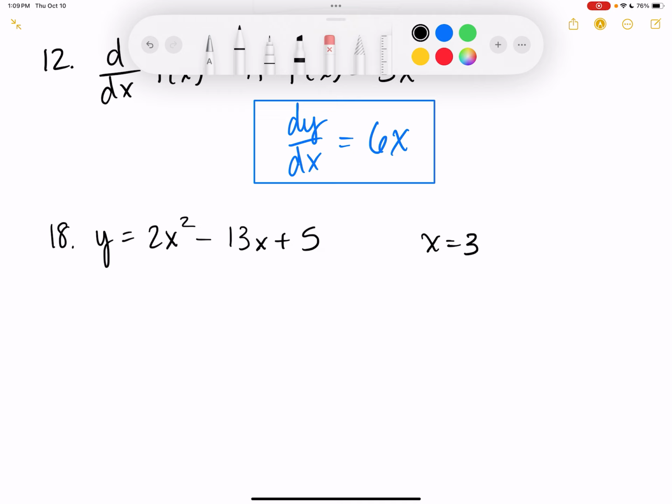So a lot of times when I'm using the f of x minus f of a over x minus a, what I'll go ahead and do is actually find f of a. So in this case, f of 3, just so that when I go to plug it in, I'm just plugging in a number and not having to write all that extra stuff. So f of 3 is 2 times 3 squared minus 13 times 3 plus 5. So what is that? 18 minus 39 plus 5, negative 16.